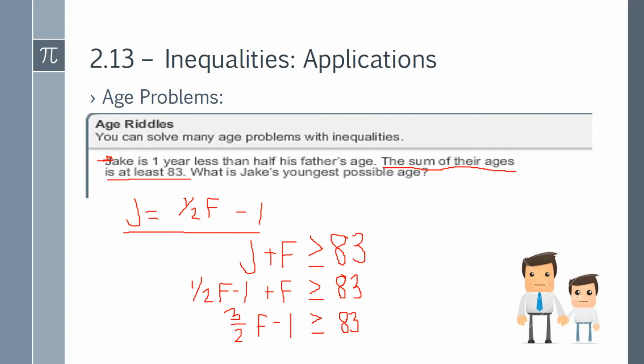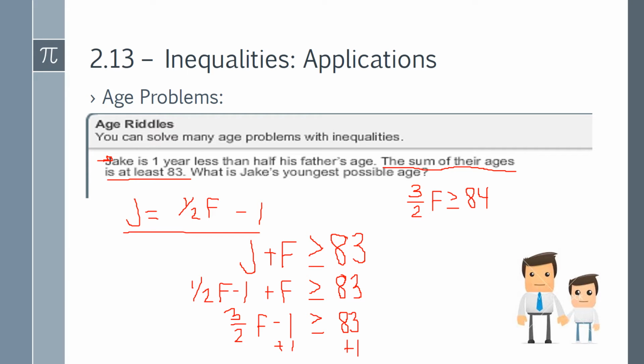So now we want to go through our SADMEP and go ahead and solve this. So we've got plus 1 to both sides. Moving to the top, running out of room, sorry about that. So we've got 3/2 F greater than or equal to 84.